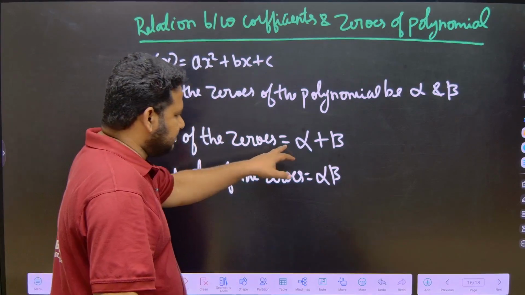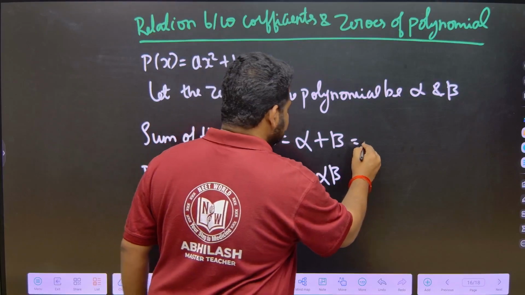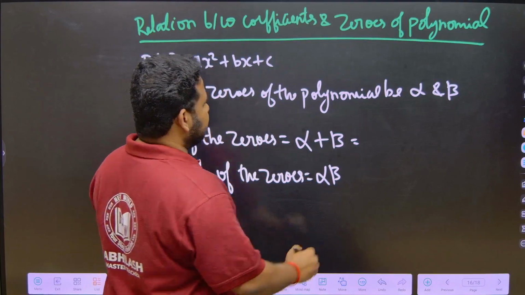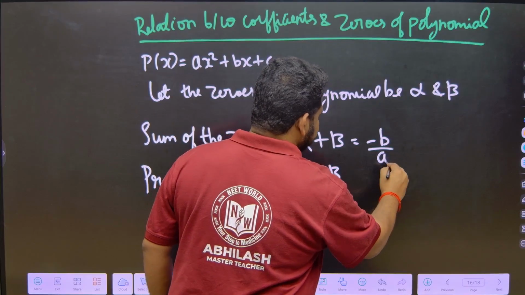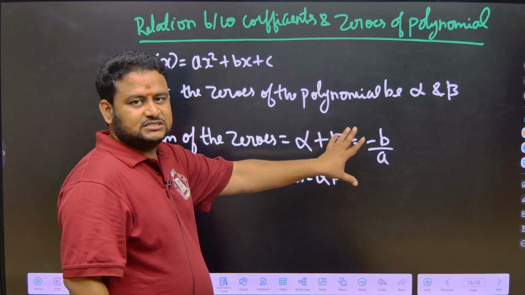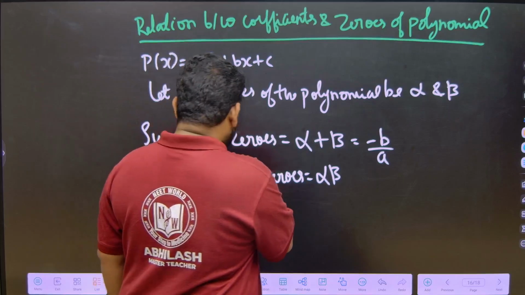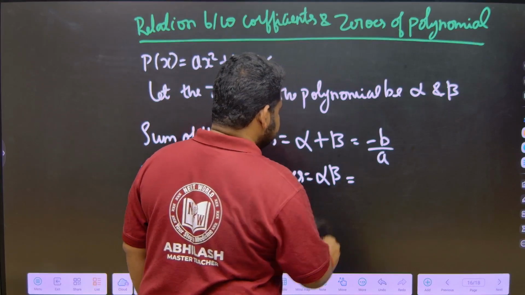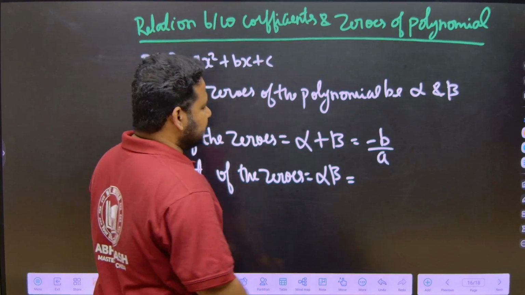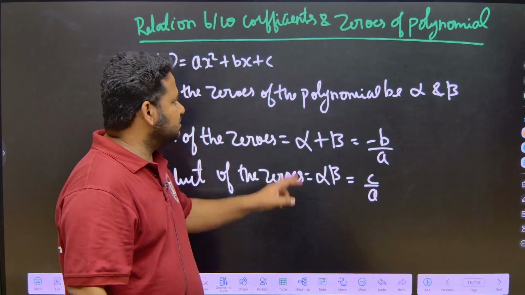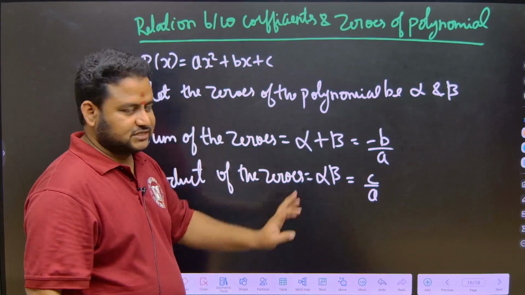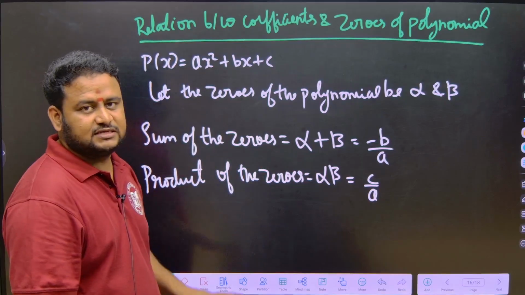No. The sum of the zeros is equal to minus coefficient of x by coefficient of x square, that is minus b by a. Now the product of the zeros is equal to c by a. Product of the zeros is the constant divided by the coefficient of x square, that is c by a.